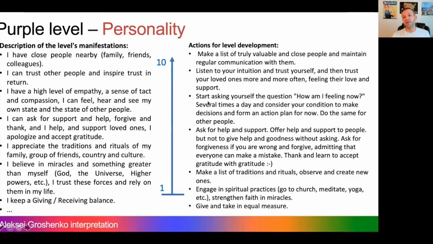Ask for help and support. Offer help and support to people, but don't give help and goodness without asking. It's a very common mistake we sometimes make. We start helping other people from a very positive intention from the bottom of our heart, and they can't accept it, and they feel it as pushing. So don't do that. Just offer the help first. Say, hey, do you need help? Do you need advice? Do you want support? And if they say yes, give it. If they don't, just let them learn. Let them live through the situation by themselves. It's very important for them. Okay.